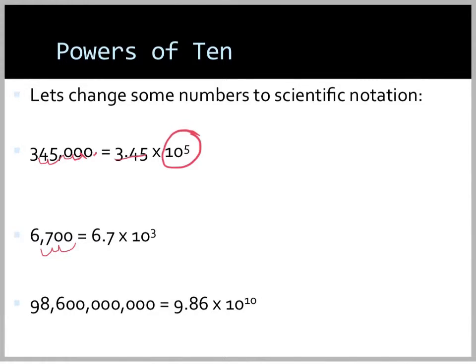Or 98,600,000,000. I move over 1, 2, 3, 4, 5, 6, 7, 8, 9, 10. So 9.86 times 10 to the 10th.